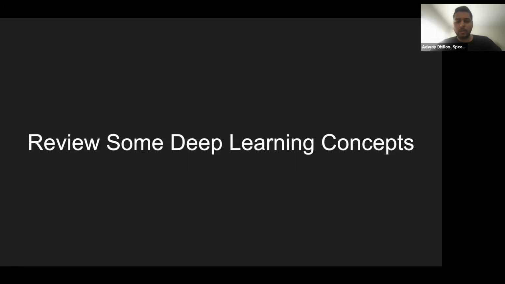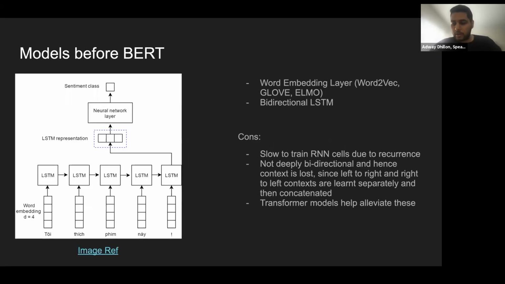So let's review some deep learning concepts before we get into the hands-on session. Where were text-based models for these kinds of use cases before BERT and transformer models came by? We had word embedding models like Word2Vec, GloVe, and ELMo. The problem with most of these models was that they were not bidirectional to start with. Some LSTMs, long short-term memory models, were bidirectional, but they were not deeply bidirectional.